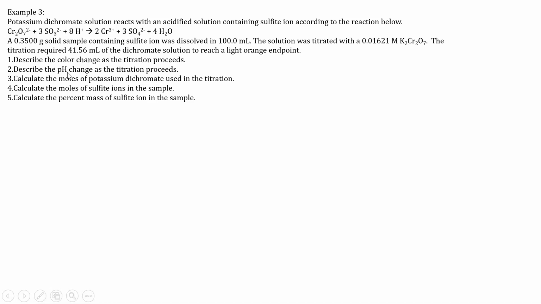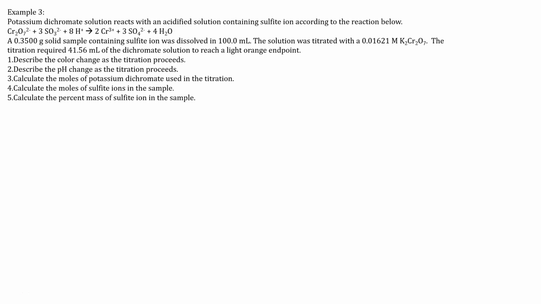We also want to describe the pH change. So pH is going to be based on the presence of acid. Remember that acid is H+, and the more acidic, the lower the pH, the less acidic, the higher the pH. So keep that in mind as you answer part 2.